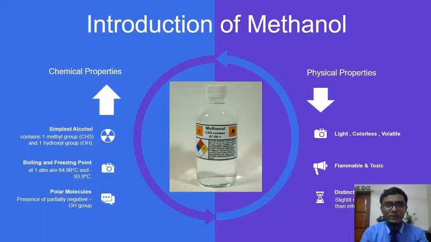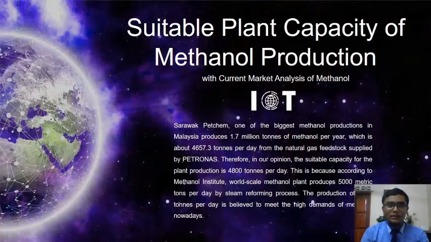Methanol has a partially negative hydroxyl group and a short carbon chain, making it a polar molecule. Physical properties of methanol are light, colorless, volatile, flammable and toxic, and it has a distinctive odor. Next, we will explain and propose a suitable plant capacity of methanol production by analyzing the local market in Malaysia.